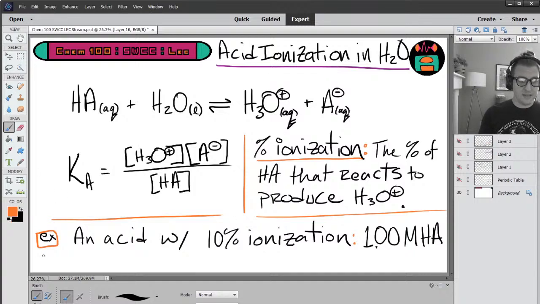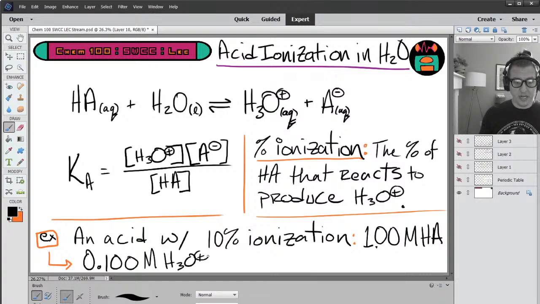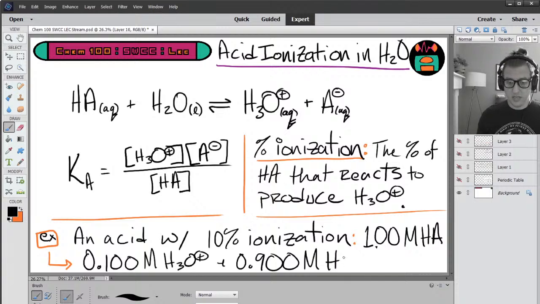So that means, for example, that if 10% of this ionizes, you will have a 0.100 molar solution of hydronium, and that's 10% that it lost, so you'll have a 0.900 molar solution of HA, because 10% of it ionizes away. Start with 1 molar, 10% ionizes, you're left with 0.9 molar HA and 0.1 molar H3O+. All right?